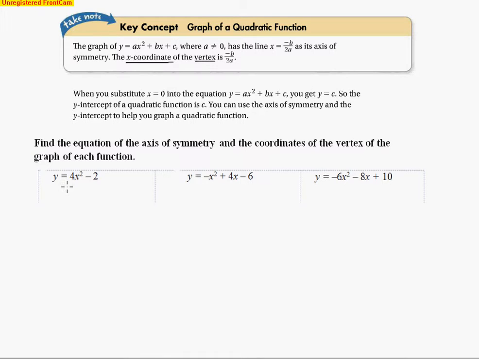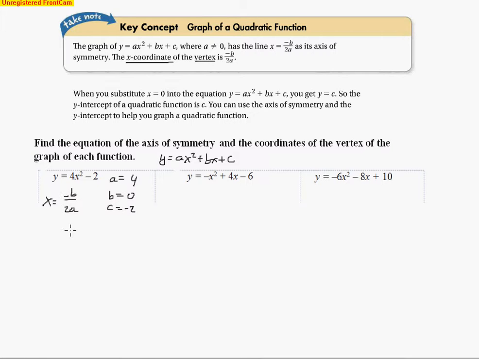vertex. And so the first thing to do is we've got to find that negative b over 2a. So we're going to find the axis of symmetry, negative b over 2a. So let's go ahead and figure out what is our b term, what's a. Well, remember, the formula goes this way. Y equals ax squared plus bx plus c. So if you're missing a term, that means it's 0. So a equals 4, b equals 0. My c value, c is negative 2, but I don't need this number right now for this formula.